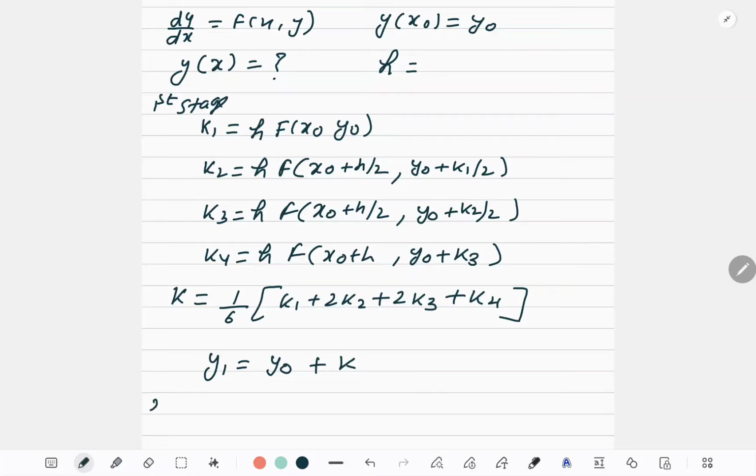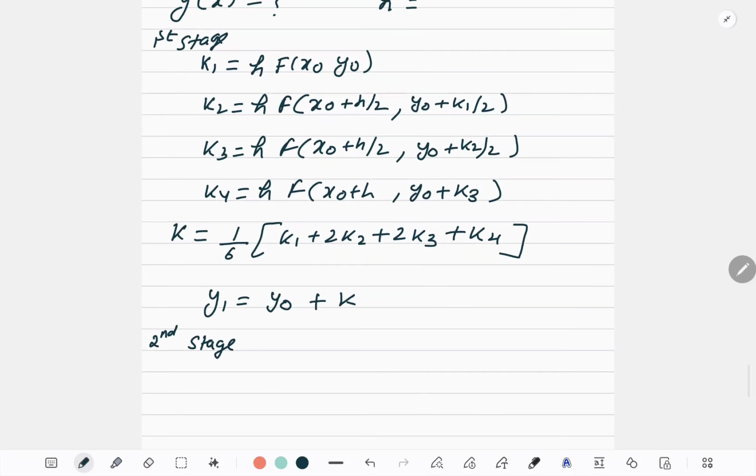Now suppose I am asking you for more values, as I explained in Euler's modified method. If h is 0.1 and you are starting with 0 and you want to find the answer at 0.2, so 0, 0.1, 0.2, two stages will come. So in that case, what will be the formula of k1? h f of x1, y1.